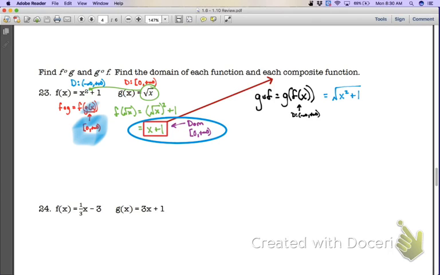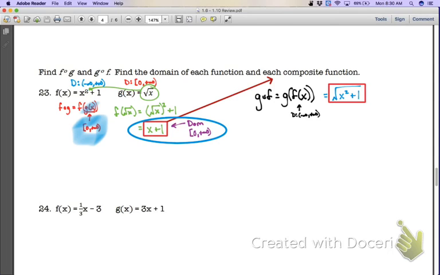I can't do anything with it because I can't split up the plus sign. I can't split up the x squared and the plus 1. So my composite is just going to stop dead in its tracks right here. Okay, because there's nothing I can do. I can't take the square root of the x squared because it's tied to that plus 1.